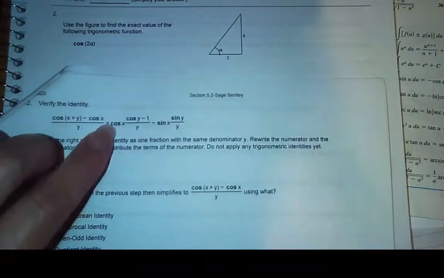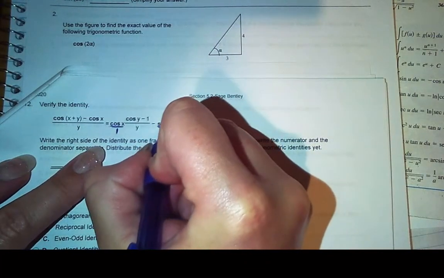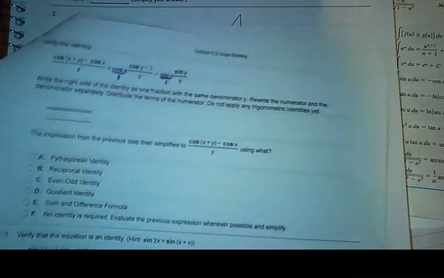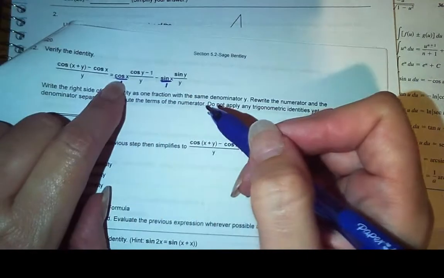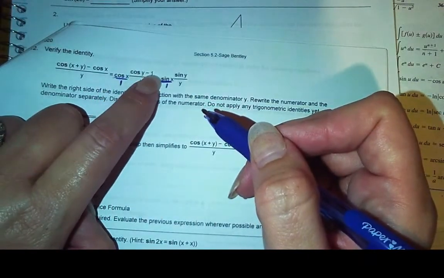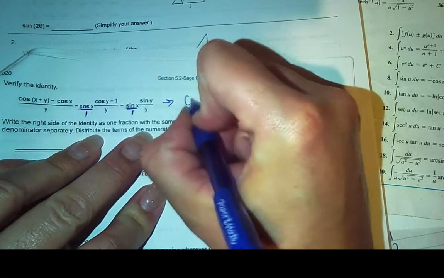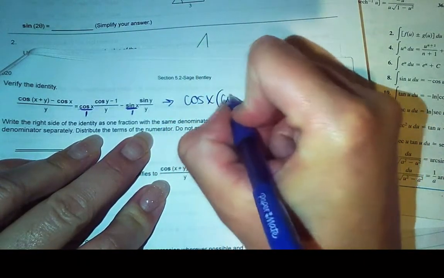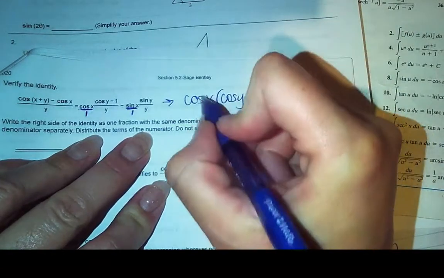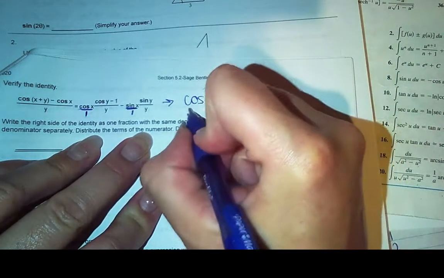That one's going to be interesting. Just remember when you look at this one on number 12 that this is an over 1 and that this is an over 1. Okay, so it kind of makes it a little bit easier to see. Because you can write cosine x times cosine y minus 1. So, in fact, let's just do that really quick. Cosine x times cosine y minus 1, you're going to distribute that. So that's going to give you cosine x, cosine y minus cosine x. And then notice everything is over y.